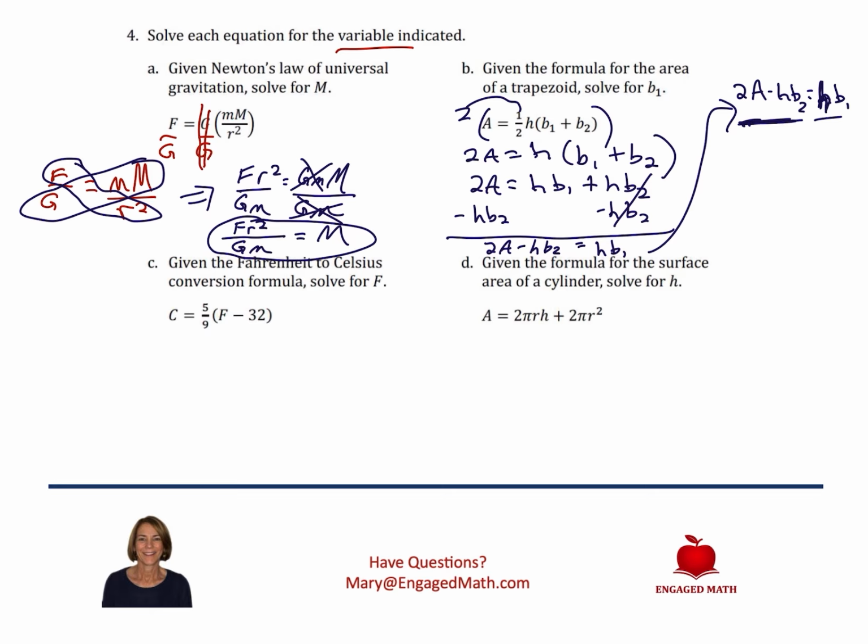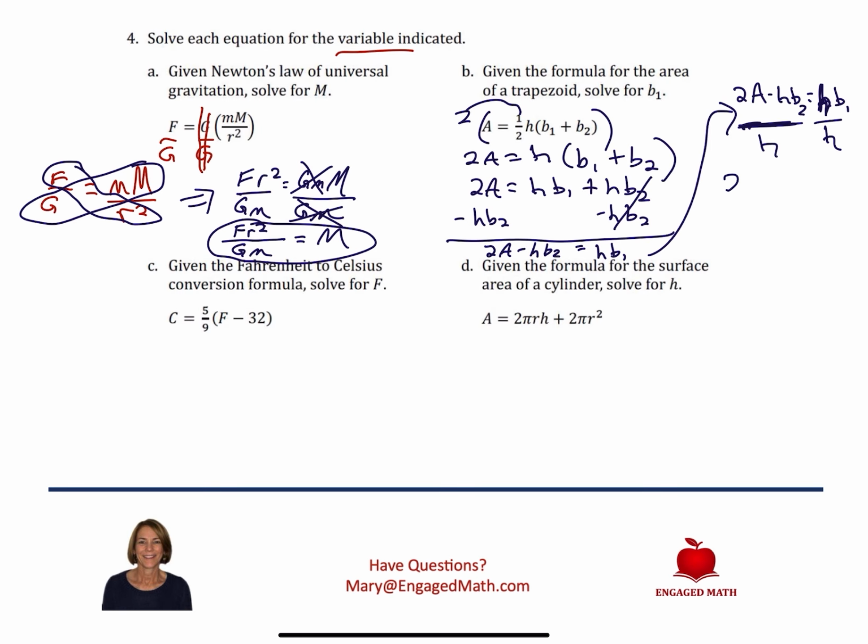And so I'm just going to divide the entire side by h, which really divides both of those terms, 2a and the h b sub 2, by h. But the way I'm going to leave the final answer this time is as one fraction. You certainly may see it written and divided into two fractions, but that's okay too. But I'm going to leave it like this time, equals b sub 1. All right, and the next problem, I'll write it as two fractions just so you can see the difference.